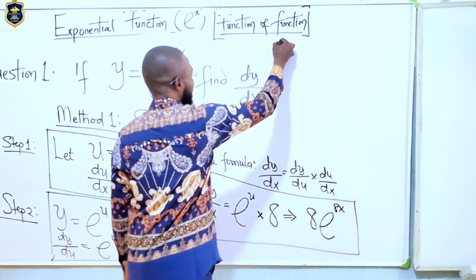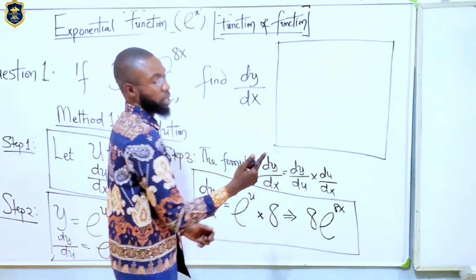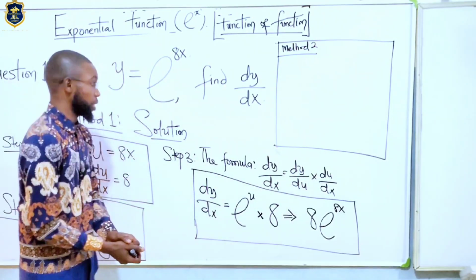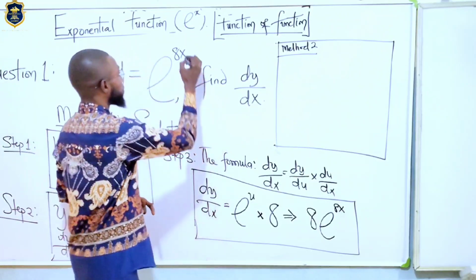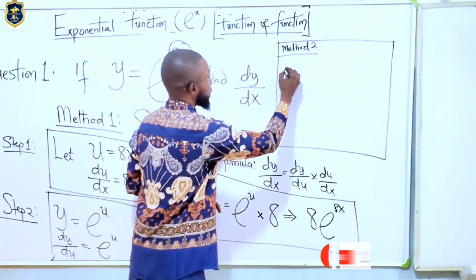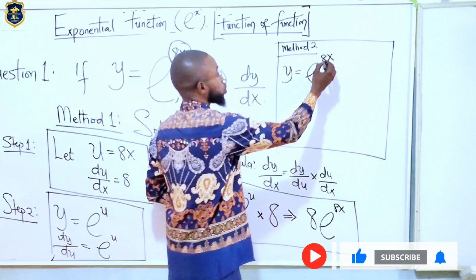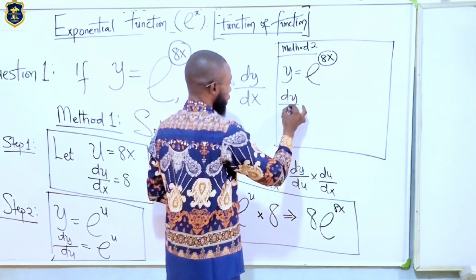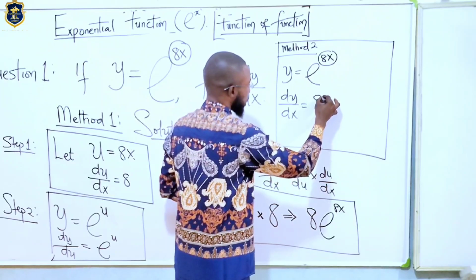So how do we do this now? How do we find the derivative of e raised to power 8x, the easiest way without going through many steps? Here's method 2. I hope you can see the board. Now, if I ask you to find dy over dx, first of all, differentiate the index. If we differentiate 8x, what do we have? We have 8. So if y is equal to e raised to power 8x, the first thing to do is just differentiate 8x and put the answer down. So dy over dx will be 8.